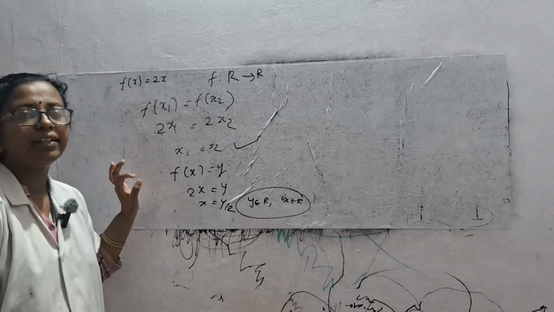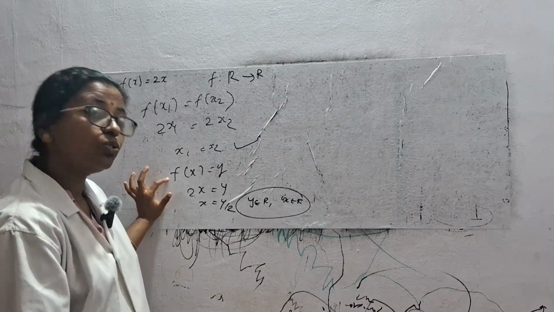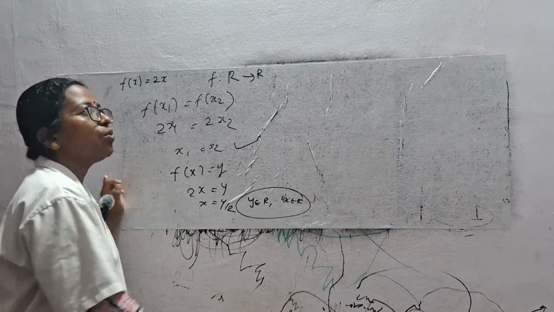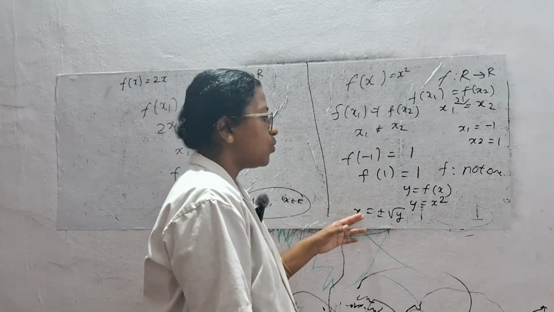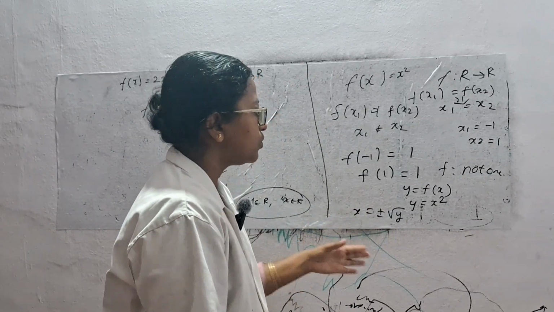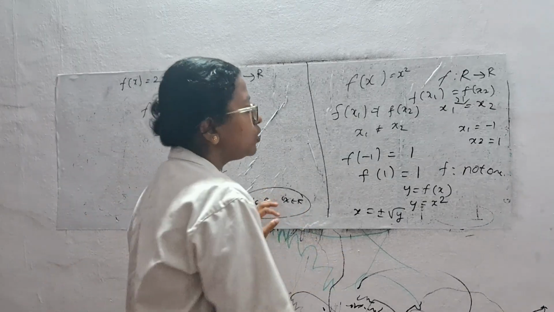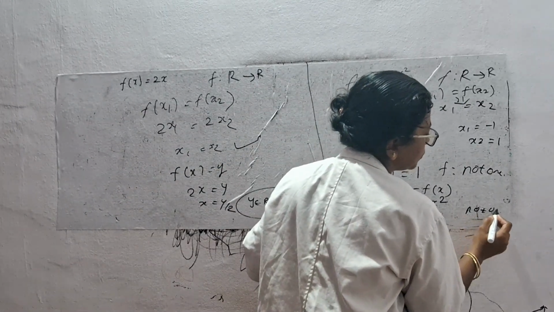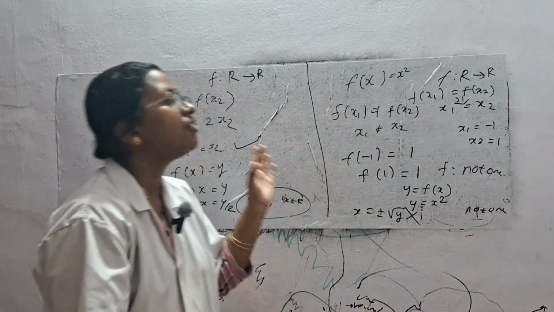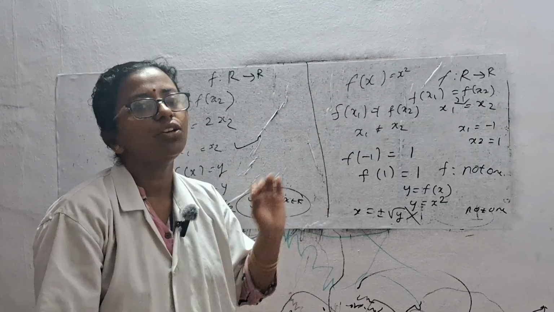So f of x equal to 2x is both 1 to 1 and onto. Next problem. If I take y is equal to minus 1, the square root becomes a complex number, imaginary numbers. So this condition is also not true. So it is not onto. Here, for the function f of x equal to x square, the function is neither onto nor 1 to 1.